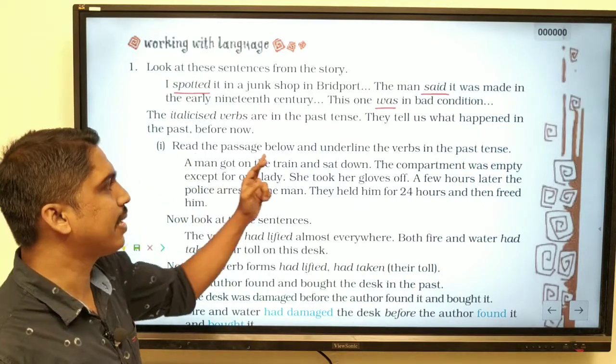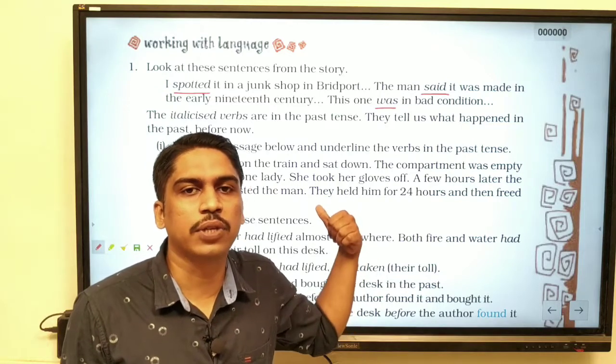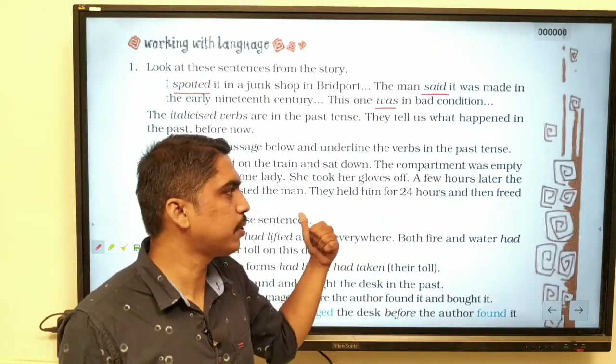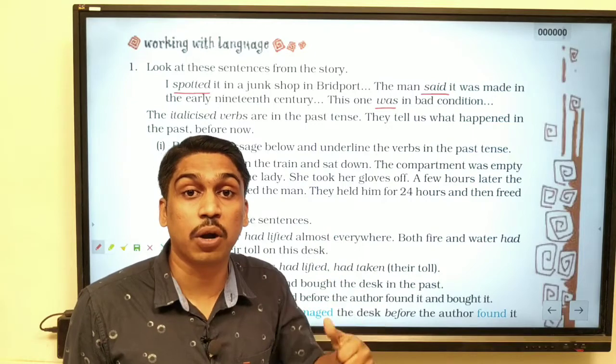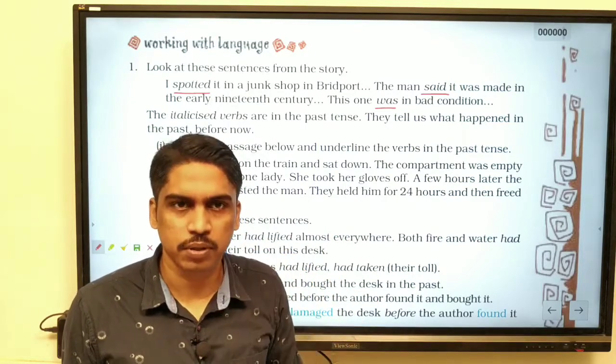Now read the passage below and underline the verbs in the past tense. So an activity for you is given. Read this small passage and find out the simple past tense. Means the past verbs, verb 2.